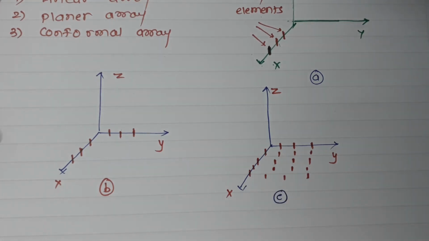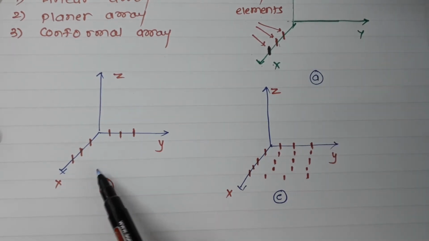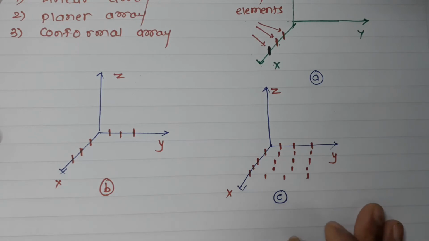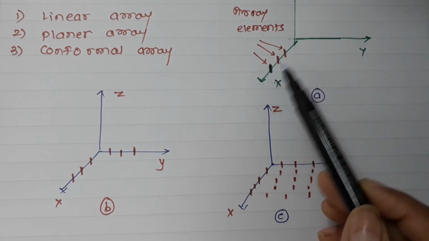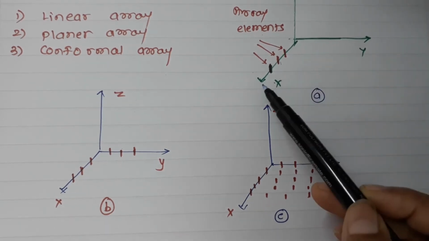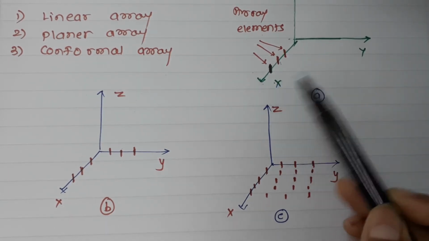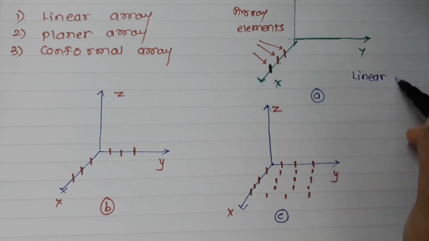The first thing we are going to talk about is that your configuration may be single dimension, like A and B, or it may be a two-dimensional array. We are going to categorize this in three ways, the first being the linear array. In this configuration the array elements lie along a straight line. The elements may be equally or unequally spaced. If you refer to figure A, elements are arranged only along the x-axis. They can also be arranged along the y-axis, and that will also be called a linear array. Next one is the planar array.